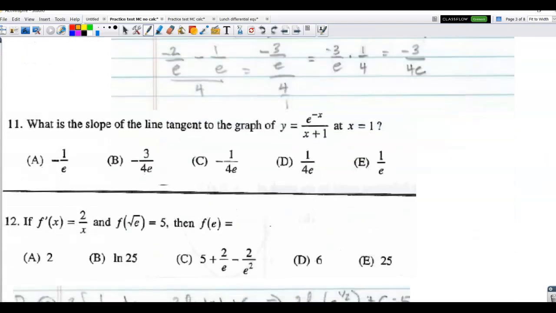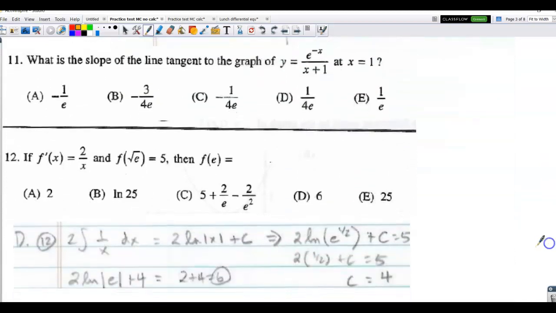Moving on to number 11. What is the slope, or derivative, slope of the line tangent to the graph of this function at x equal to -1? I'm looking at a quotient, and for some reason I did not capture the work, so I'll do this one for you. Yeah, I don't see it on the bottom.